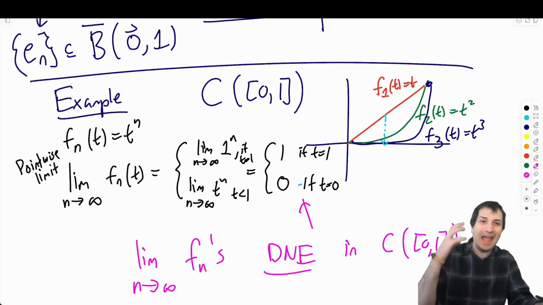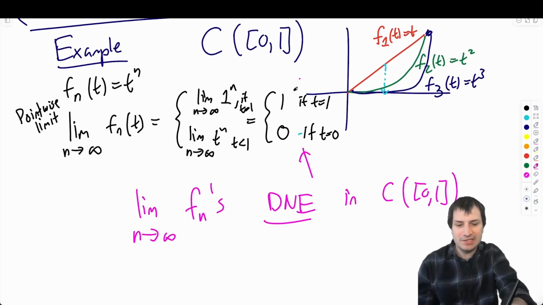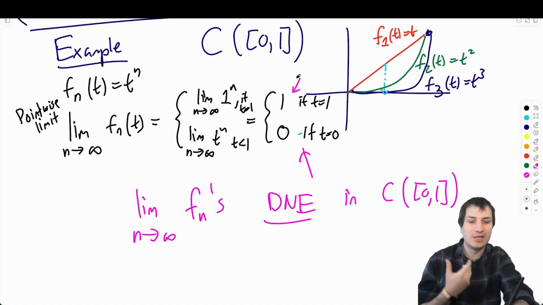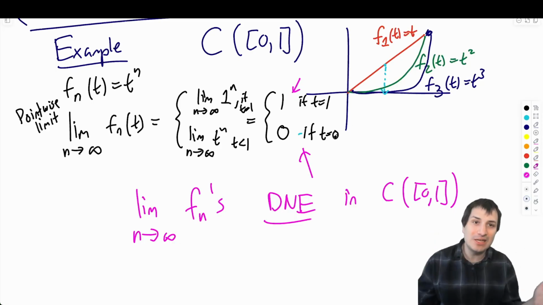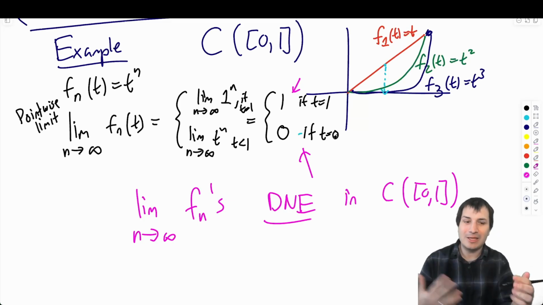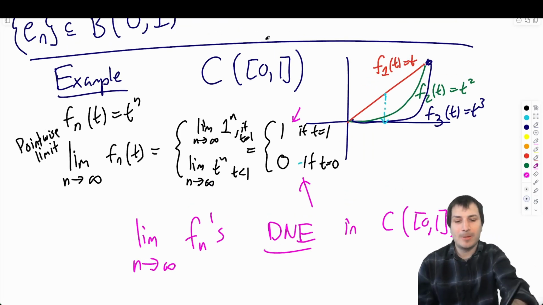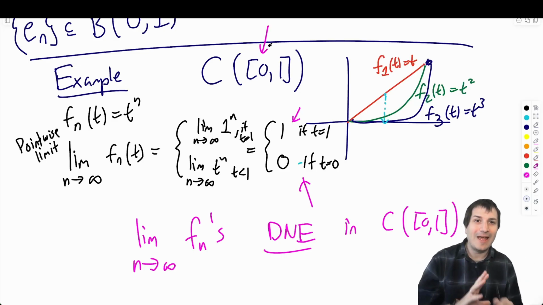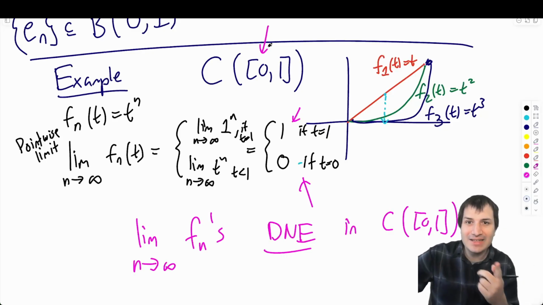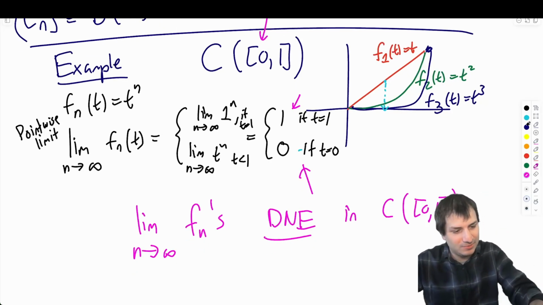Any subsequence of it will have the same property. Any subsequence will also converge to 1 at t equals 1 and 0 elsewhere. So any subsequence will also not have a limit in this continuous space. And that is why this sequence is showing that C[0,1] has sequences that have no convergent subsequence, and therefore it's not compact.